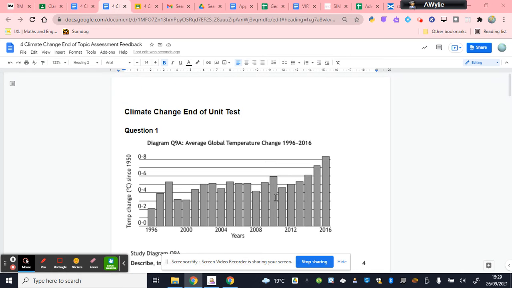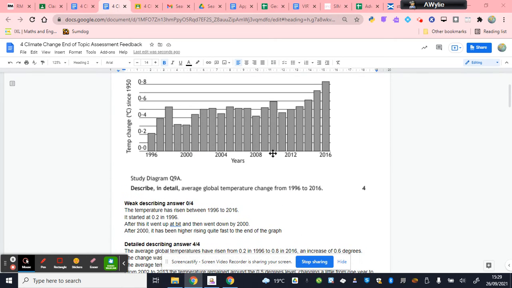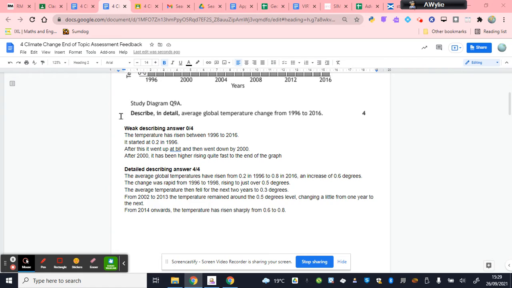So let's start by having a look at the first question you will have seen, which is a bar graph showing average global temperature changes. Now, what you can see first of all on your screen is what I would call a weak answer. Why is this a weak answer? Well, first of all, there are 4 points, and we can count that by seeing that there are 4 clear bullet points. However, whilst the student has tried to make 4 different statements, showing that they've seen what the mark is worth, they haven't actually achieved what the question wants, which is describe in detail.